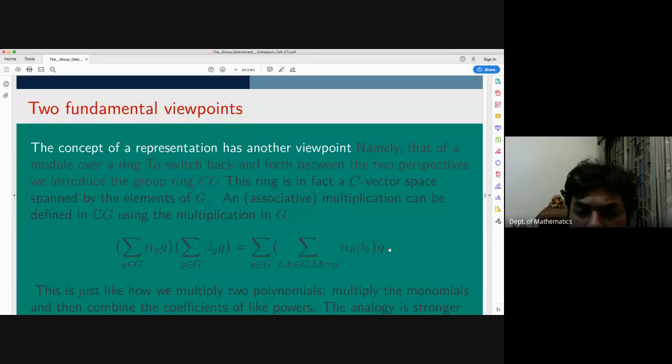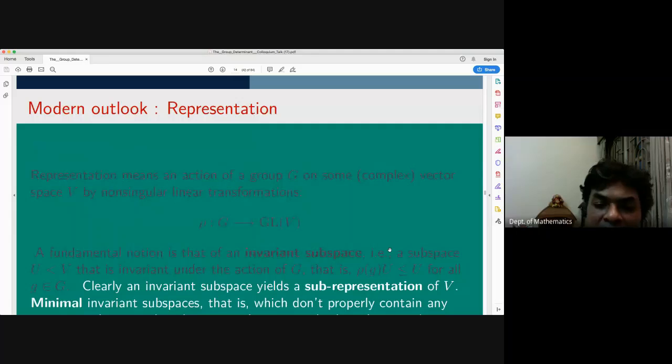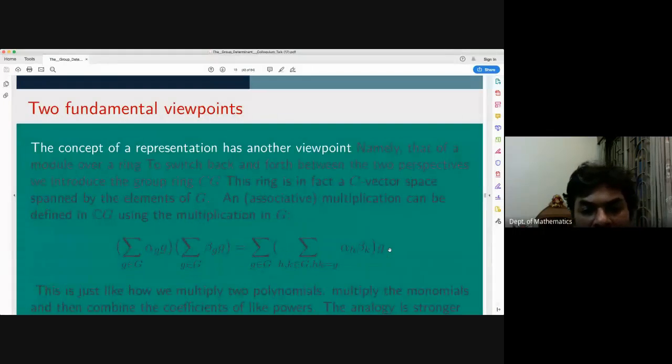So this representation, which I have said is just a homomorphism from G to the general linear group, meaning all the invertible linear transformations of a vector space V, has another viewpoint. There is an alternative, equivalent way to view this.